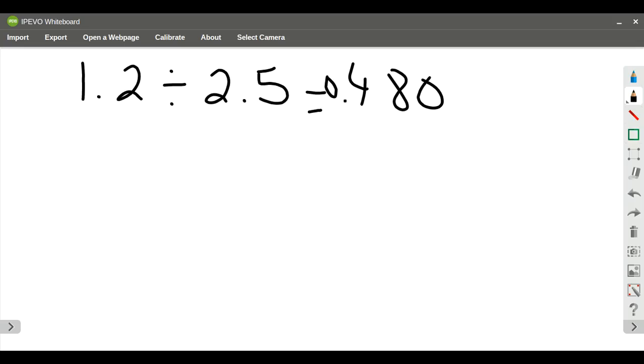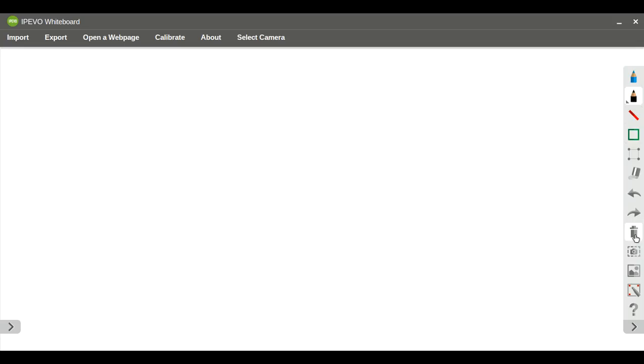If I look at this using estimation as well, I have 1 divided by 2. Well, 1 divided by 2 is going to be a half, and a half is near 480 thousandths. Alrighty. So let's move into your guided practice.